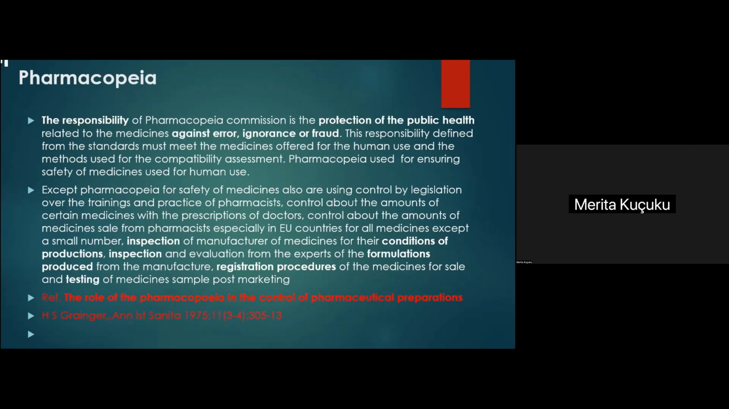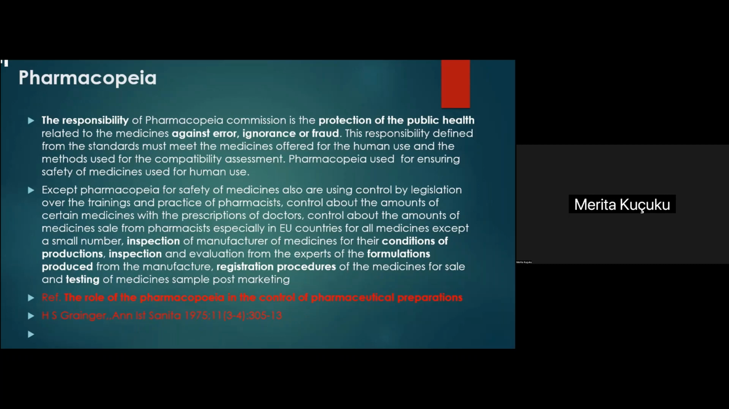The responsibility of the Pharmacopoeia Commission is the protection of public health related to medicines against error, ignorance, or fraud. This responsibility is defined by the standards that medicines offered for human use must meet and the methods used for compatibility assessment. Pharmacopoeia is used for ensuring safety of medicines used for human use.